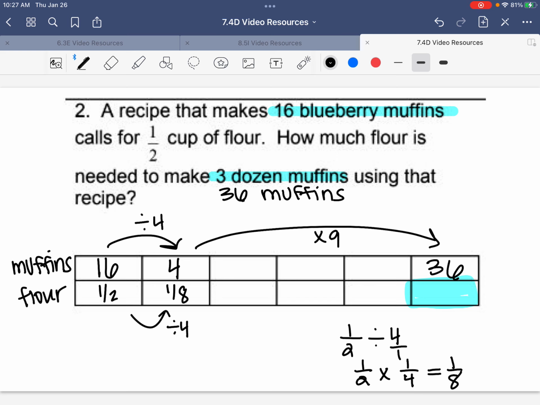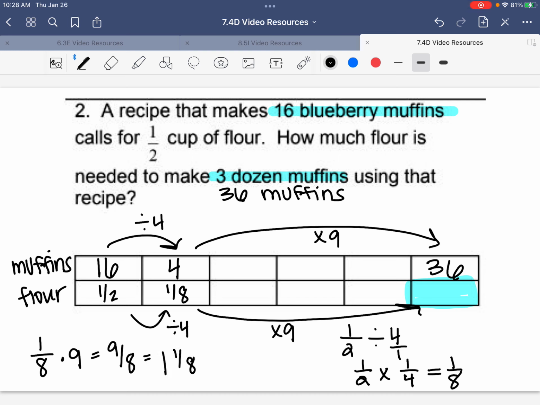But now I want to scale up by 9. So I need to know what 1/8 times 9 is. Well, 9 times 1/8, or 9 groups of 1/8, is equal to 9/8, which is improper and will decompose into 1 whole and an extra 1/8. So it takes 1 whole cup of flour and 1/8 cup of flour to make 3 dozen muffins.